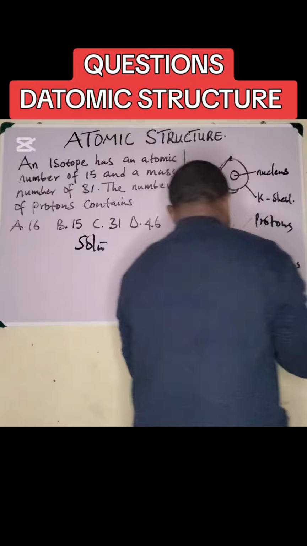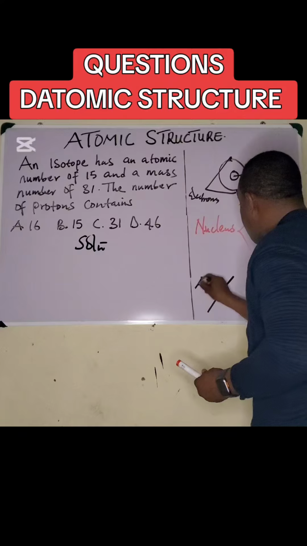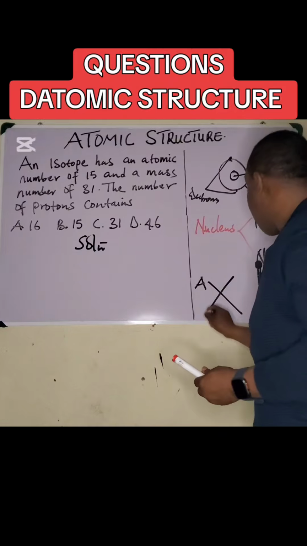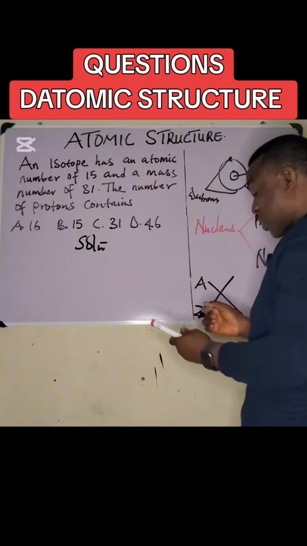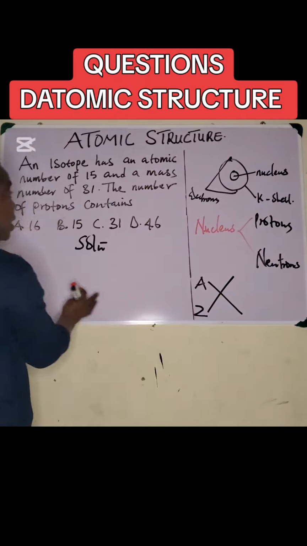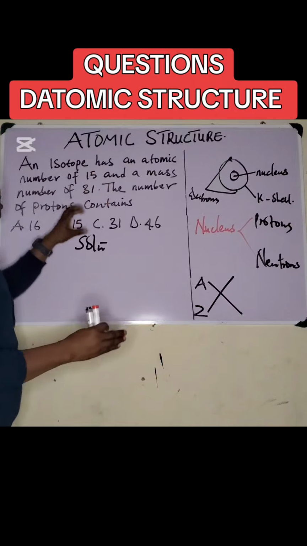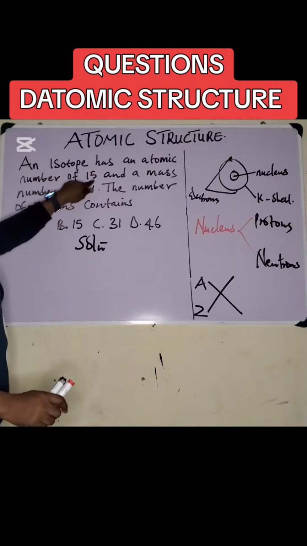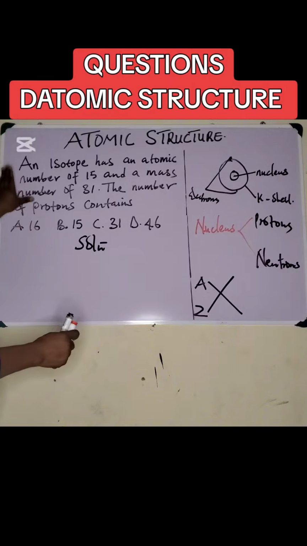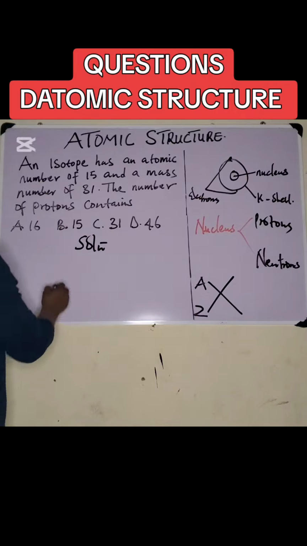Okay, so if this represents an atom of an element, and we have A represent the mass number and Z represent the atomic number, that is exactly what this question is talking about. Now, the question says this is an isotope that has an atomic number of 15. So if this isotope of an atom has an atomic number of 15, let's assume that the element, which we do not know, is X.